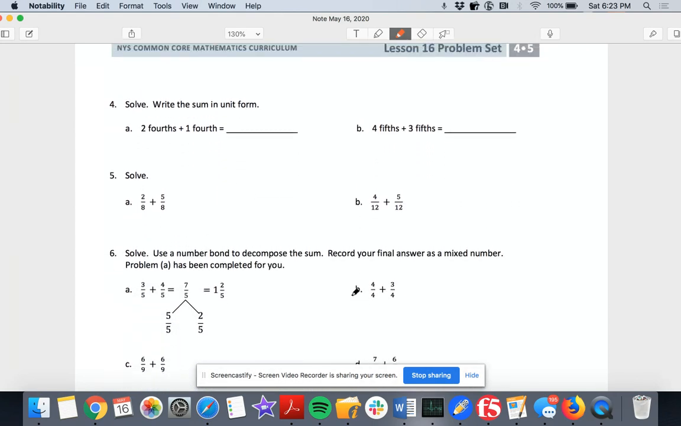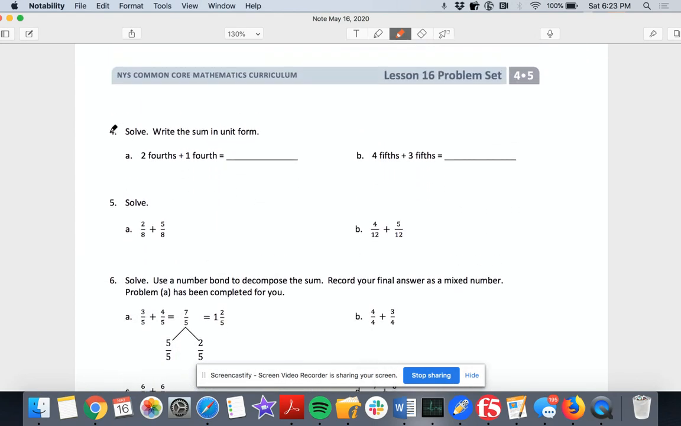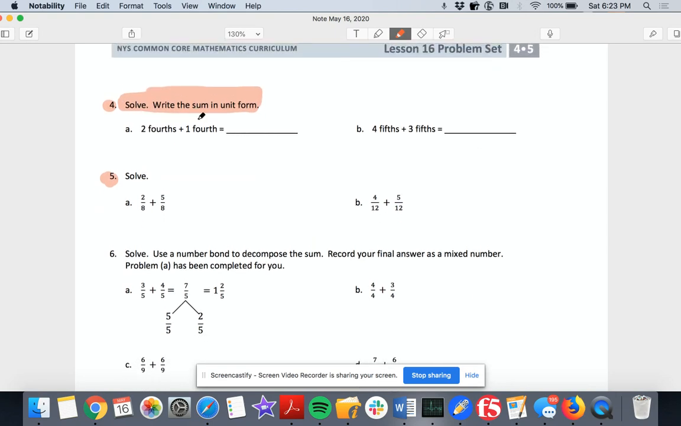And next page, starting with number 4 and 5, all they're asking you is the same thing as above, but instead of subtracting or finding the difference, we are finding the sum and we are adding. So let's do one example. Let's do 4a together. We have 2/4 plus 1/4. Okay, is my denominator the same? Yes, so I'm able to add.